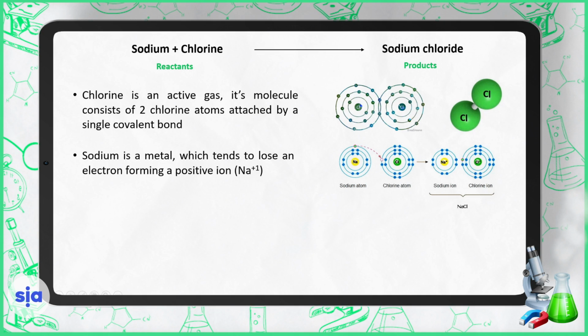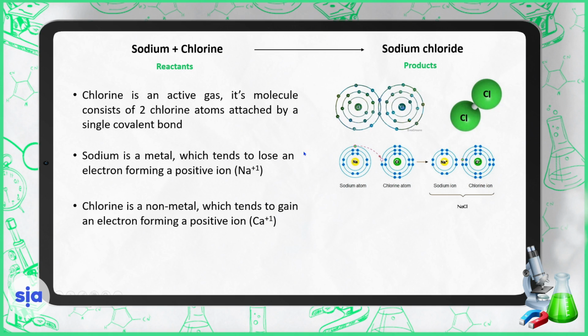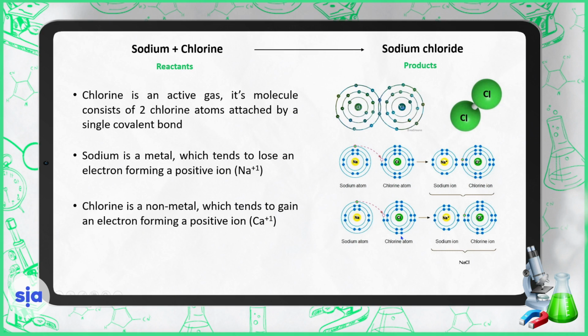But the chlorine molecule consists of 2 chlorine atoms. So actually we need another sodium atom to react with the other chlorine atom. So 2 sodium atoms. Each of them will lose an electron for each chlorine atom to form the sodium chloride. 2 sodium atoms are needed to react with the molecule of chlorine because the molecule of chlorine consists of 2 chlorine atoms.